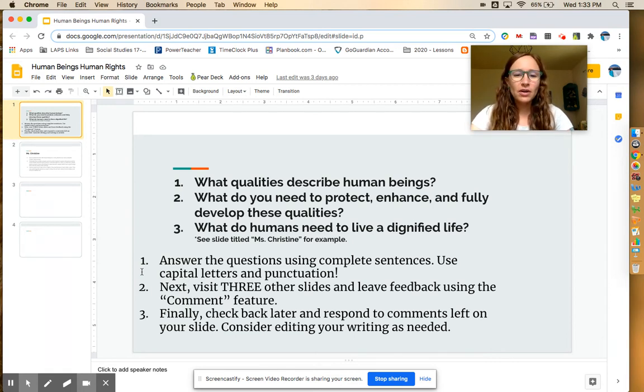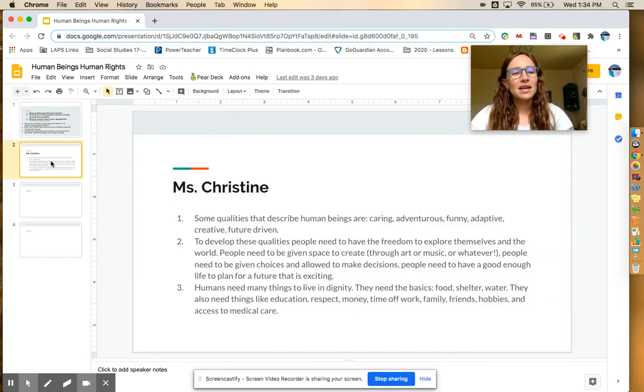Number 2, you're going to visit 3 other slides and leave feedback using the comment feature. And finally, you're going to check back later and respond to any comments left on your slide. You might want to consider editing your writing as needed. So if somebody commented on yours, you used the wrong word there or something, then maybe you want to go back and change it. Okay, here's the example slide.